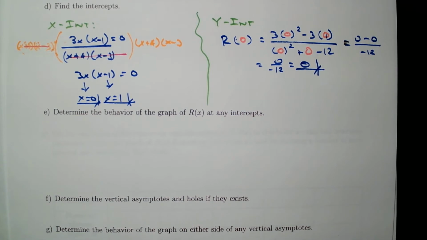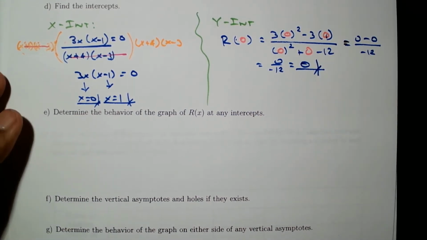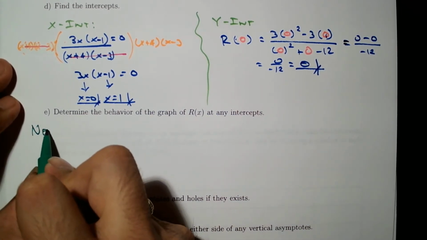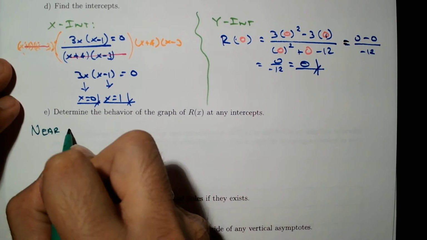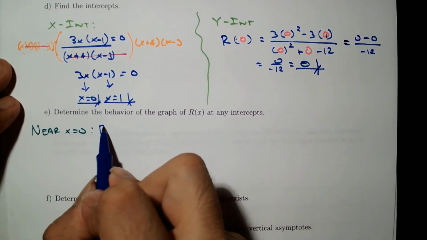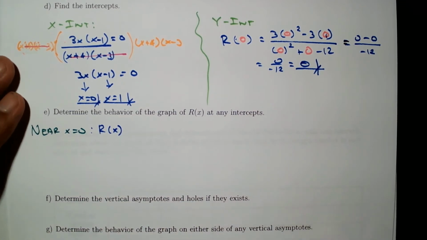Determine the behavior of the graph around all of the intercepts. So near x equals 0, we get r of x behaving the following way.